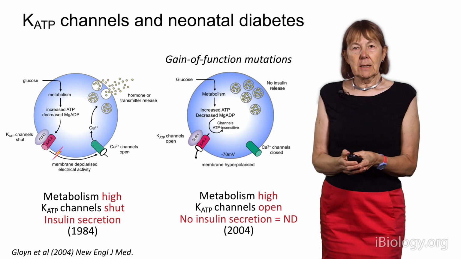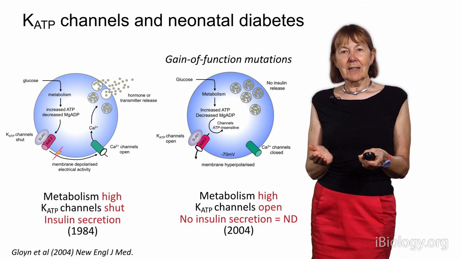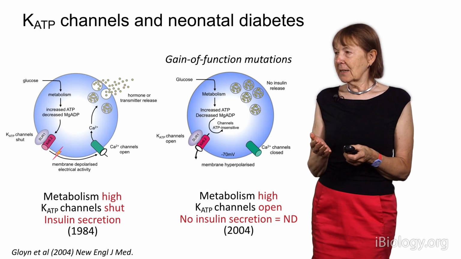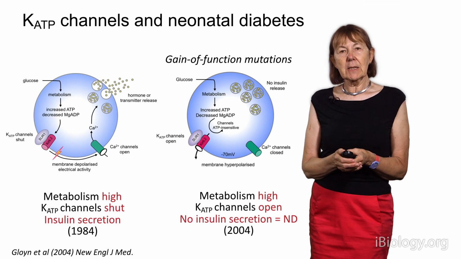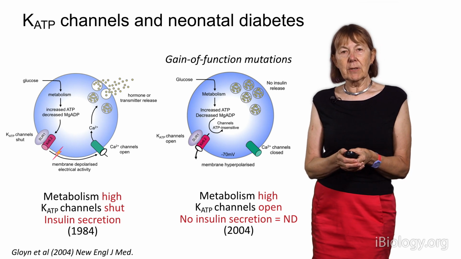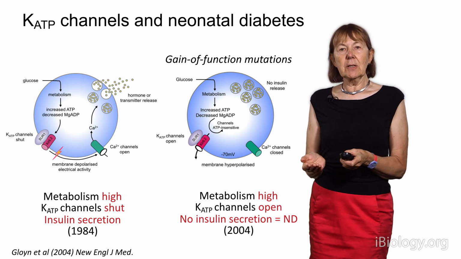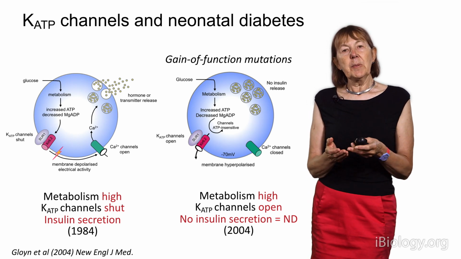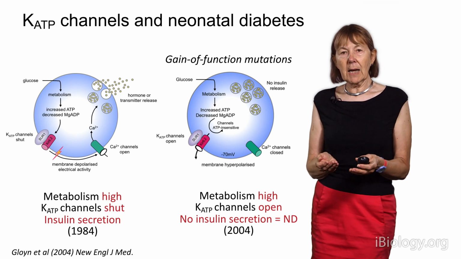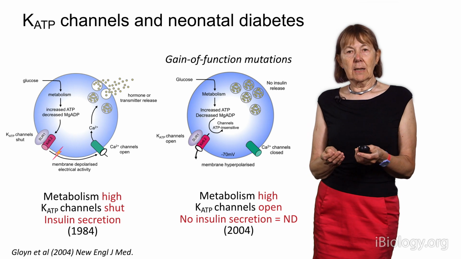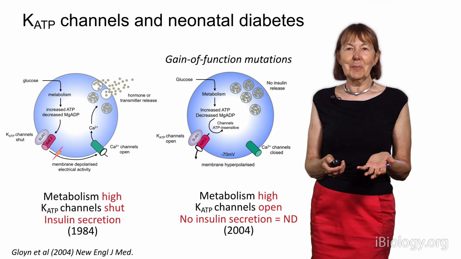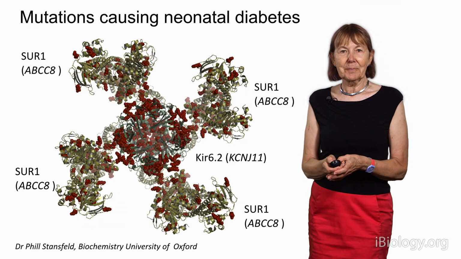Now, in neonatal diabetes, 50% of cases are caused by mutations in either Kir6.2 or SUR1. And these are activating mutations. And what happens is they render the channel insensitive to ATP. And the consequence of that is, despite an increase in the blood glucose concentration and elevation of intracellular ATP, the ATP is unable to bind to the channel fully and close it. And therefore, the membrane remains hyperpolarized, calcium entry is switched off, and insulin secretion does not occur. And so the patient develops neonatal diabetes, as I explained in my first talk.